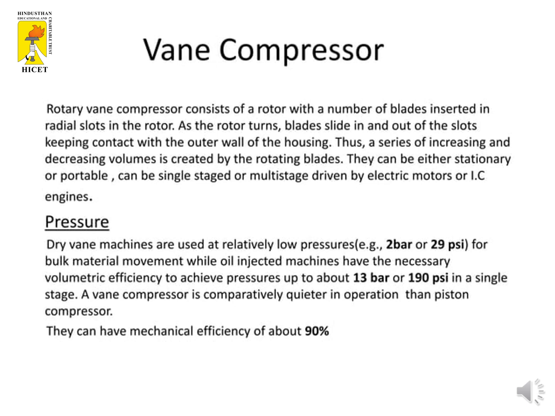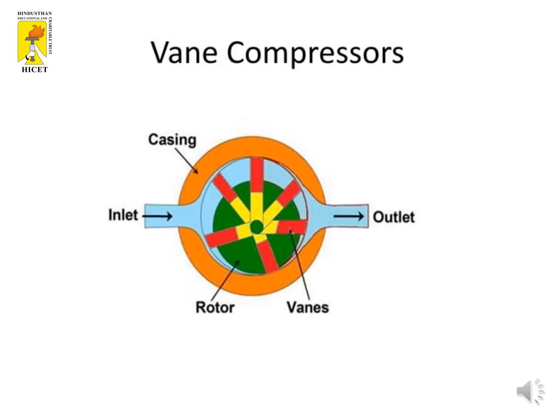Rotary vane compressors consist of a rotor with a number of blades inserted in radial slots in the rotor. As the rotor turns, blades slide in and out of the slots, keeping contact with the outer wall of the housing. Thus, a series of increasing and decreasing volumes is created by the rotating blades. They can be either stationary or portable, single stage or multi stage, driven by electric motors or IC engines. So this is a pictorial representation of the vane compressors.